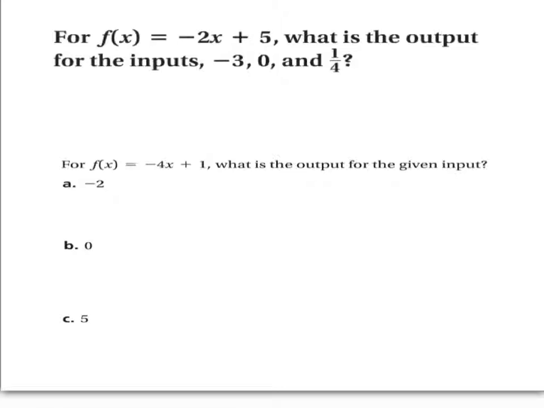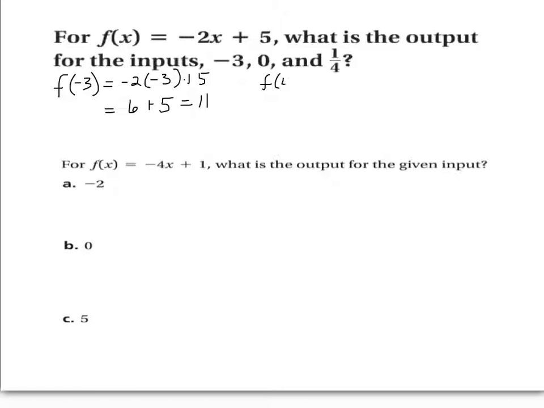They say for f of x equals negative 2x plus 5, what is the output for the inputs of negative 3, 0, and 1/4? So what we're going to do here now is substitute in negative 3. I'm going to find f of negative 3. Notice I'm putting in negative 3 for x. So I'm going to put negative 2 times negative 3 plus 5. Again, all this is a fancy way to substitute. So negative 2 times negative 3 is 6 plus 5. F of negative 3 is 11.